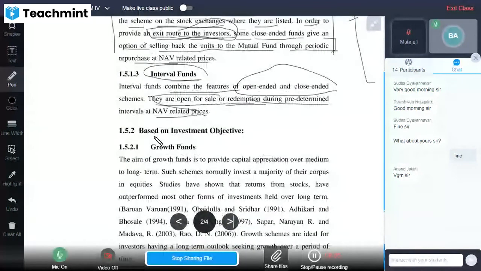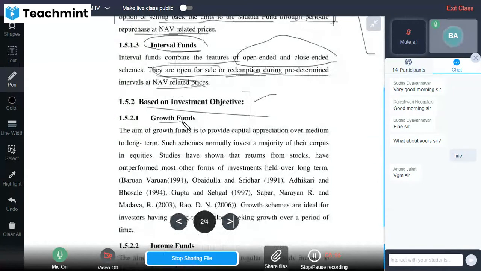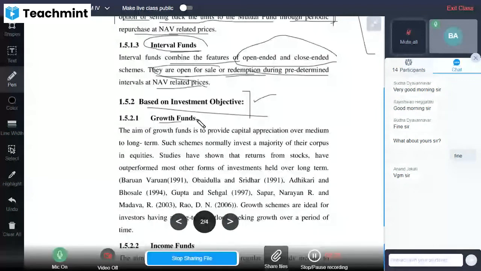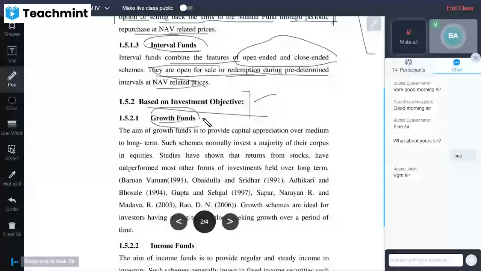And the next one is mutual funds categorized on the basis of investment objectives. First one is growth fund, along with that income fund, balanced fund, and money market funds. So what exactly is a growth fund? The aim of a growth fund is to provide capital appreciation, capital formation, right? Increasing the capital of that particular mutual fund over the medium and long term.